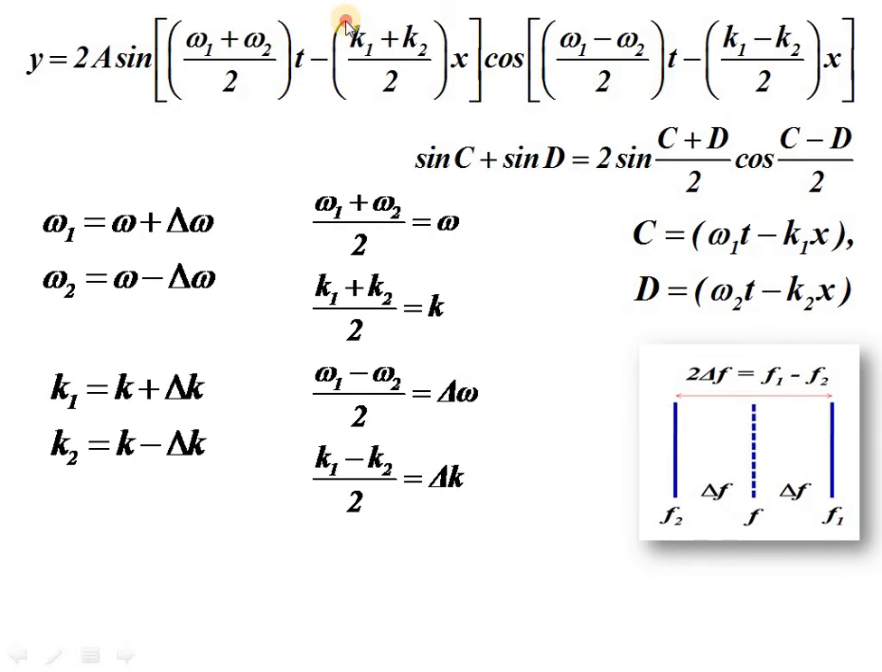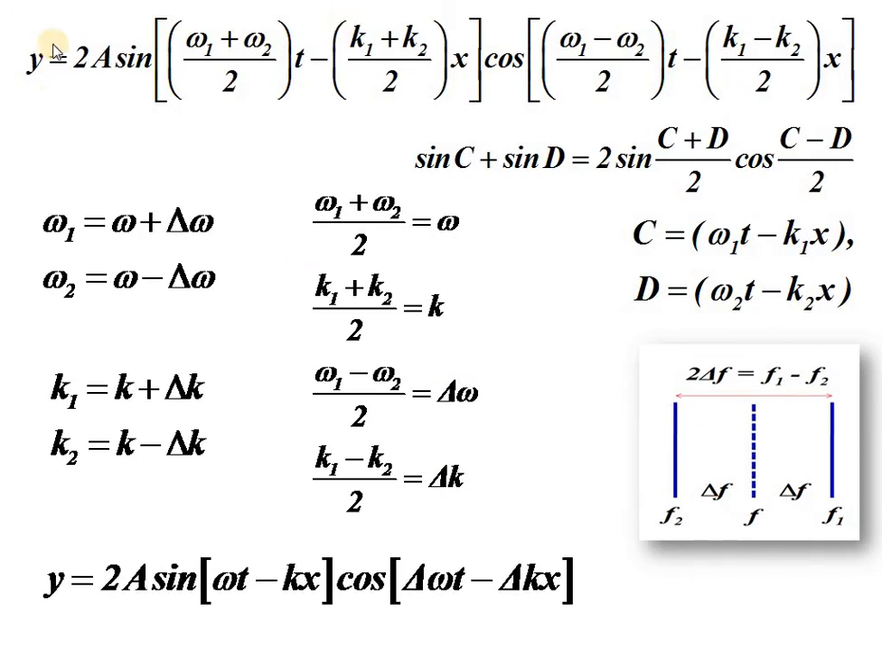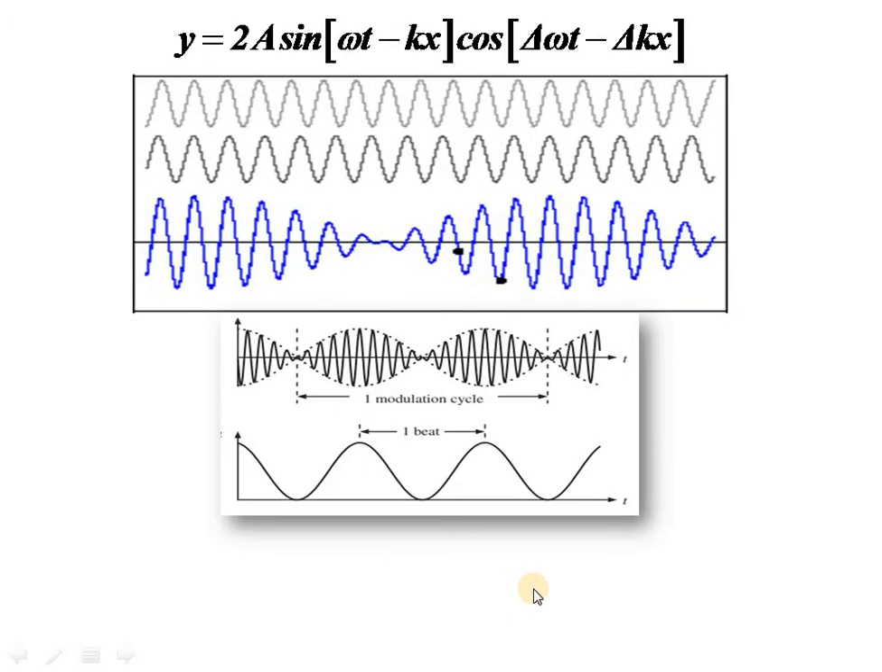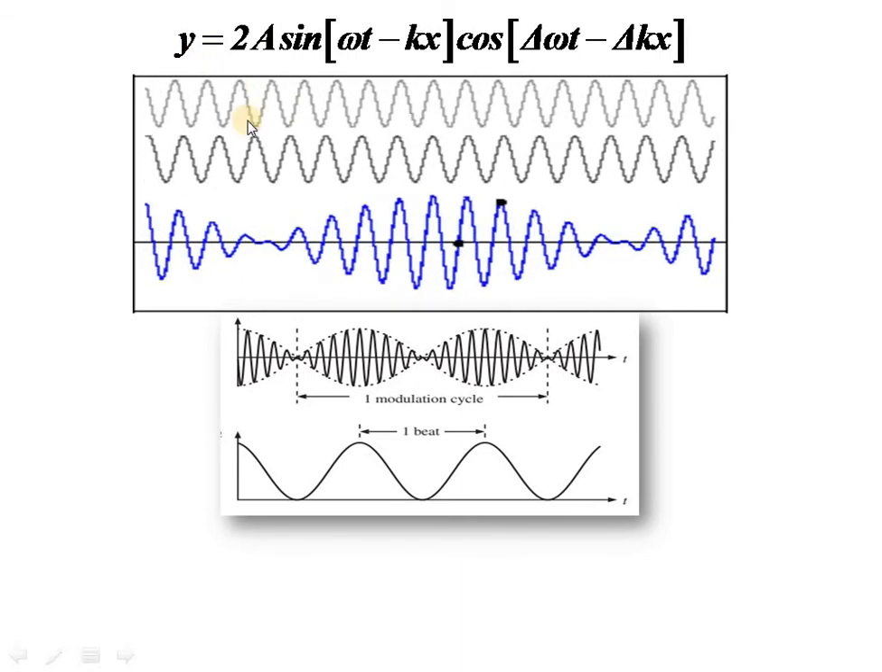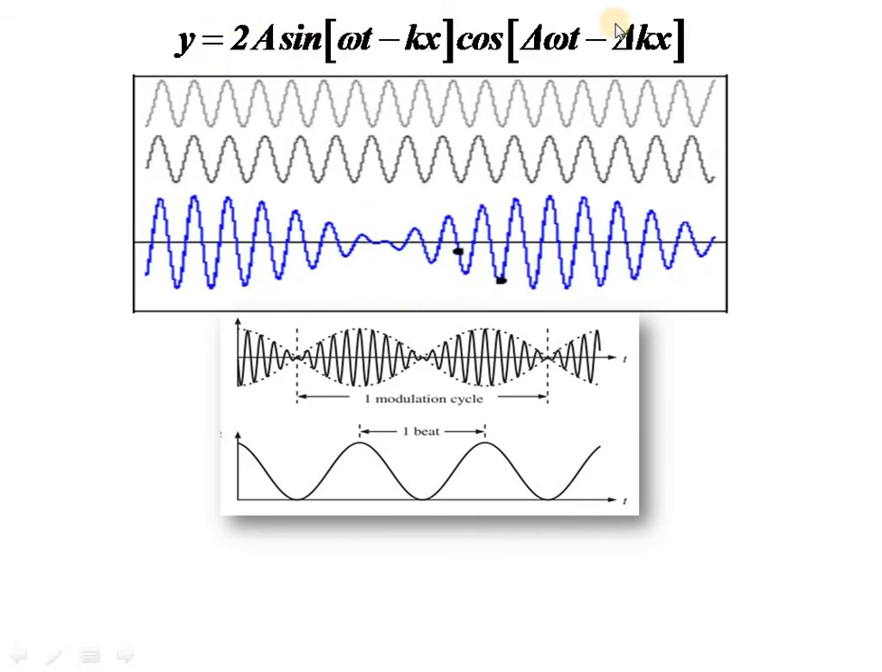We can input here. So you can see that this lengthy equation now got simplified. So now we have y is equal to 2a sine omega t minus kx into cos delta omega t minus delta kx. Okay, so now you see the resultant wave is a time dependent function.